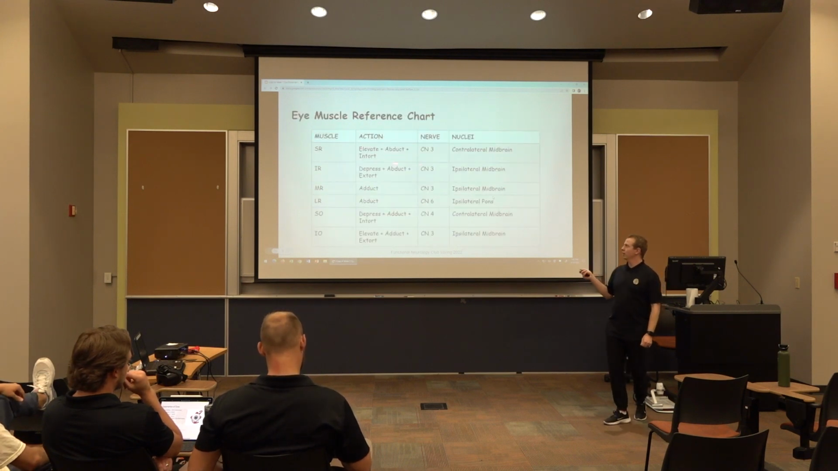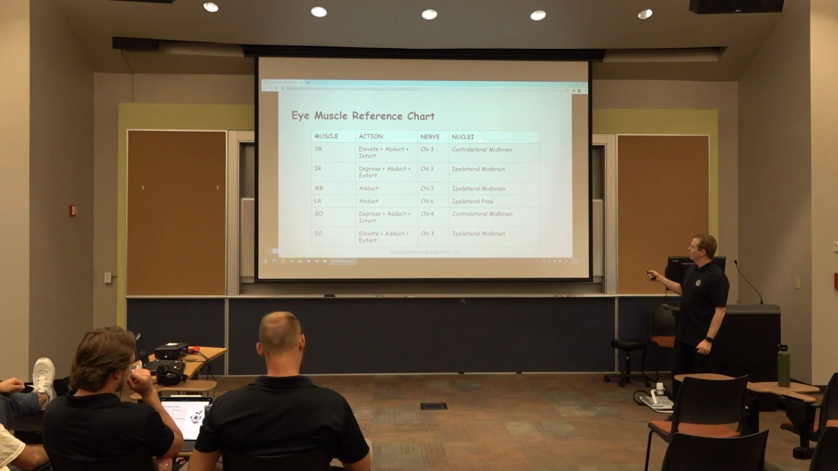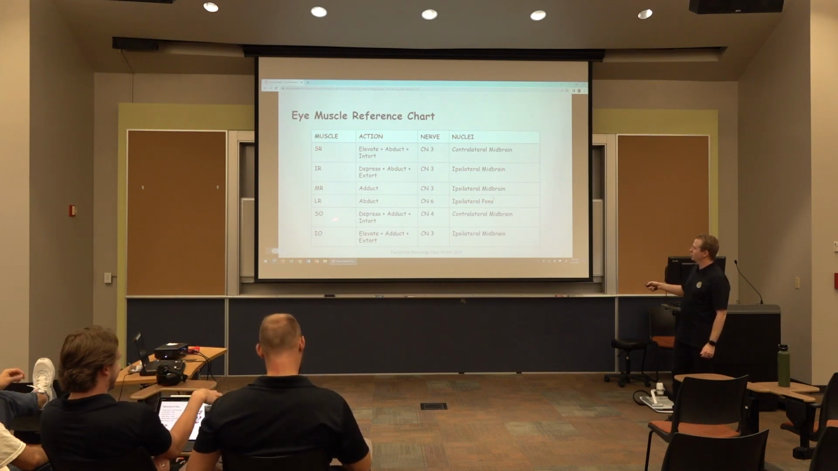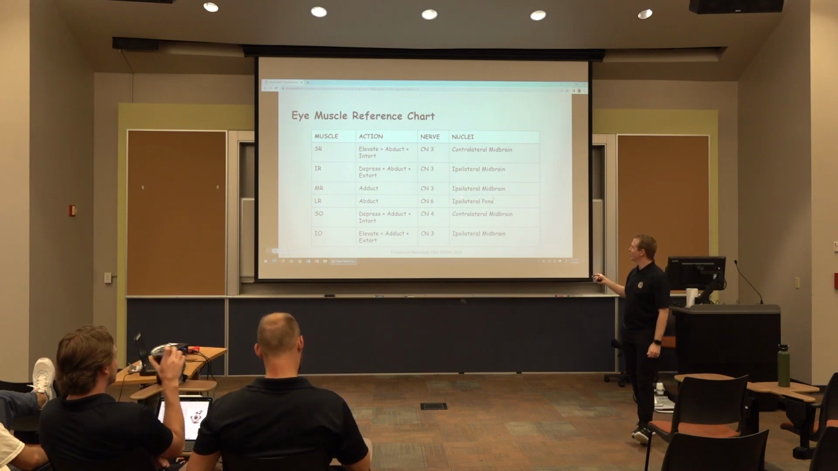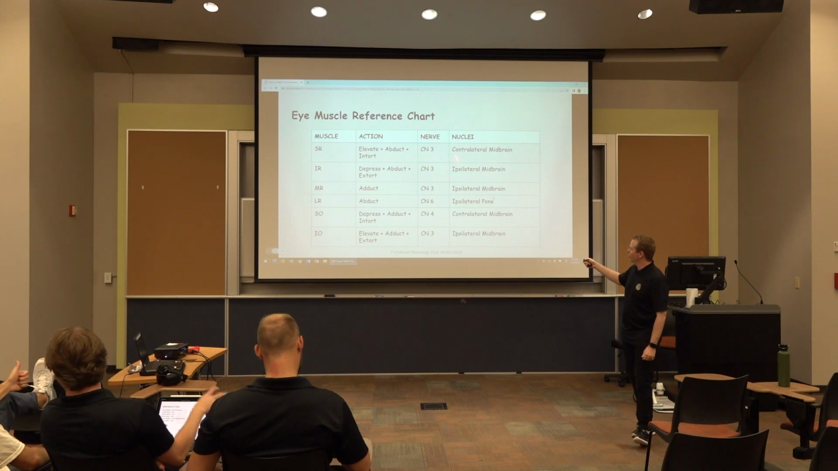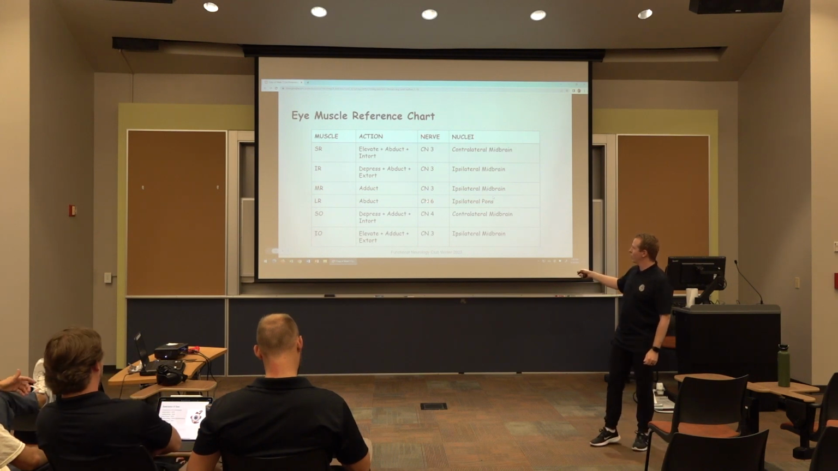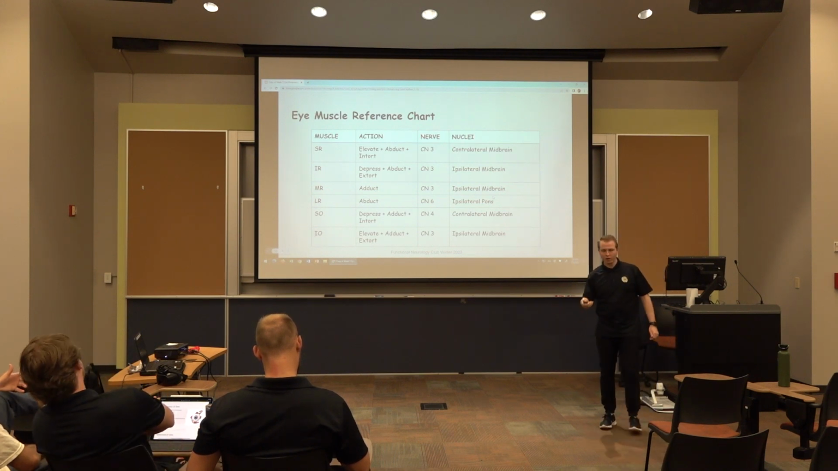So we've got a little chart here. We love charts. Superior muscles, superior rectus and superior oblique, are contralateral. Everything else is ipsilateral. Cranial nerve 3 is going to do everything except for what cranial nerve 6 and cranial nerve 4 do.